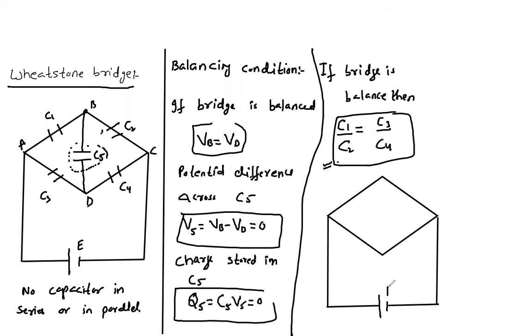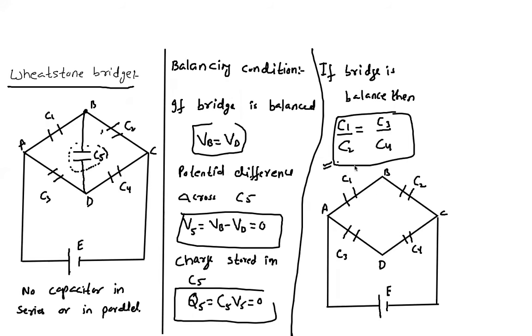So this is your cell of EMF E. Here capacity is C1, capacity is C2, capacity is C3, capacity is C4. This is A, this is B, this is C, and this is D. Now this circuit is easy.